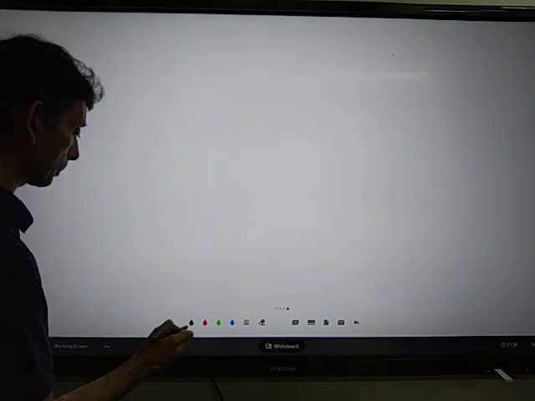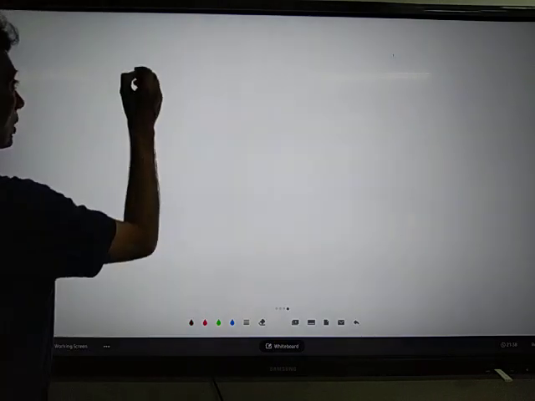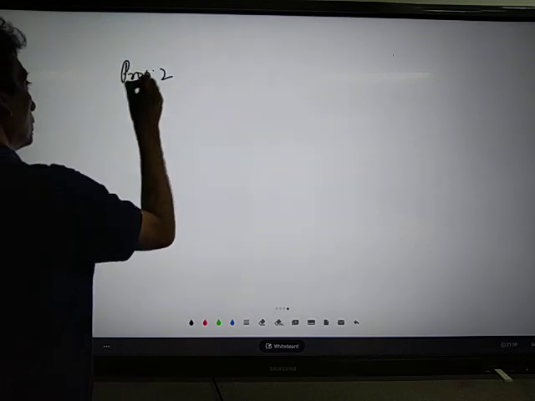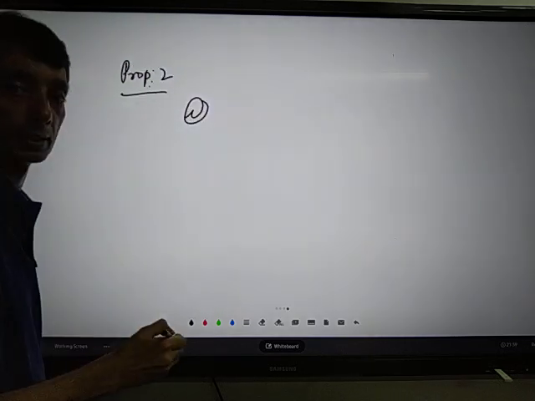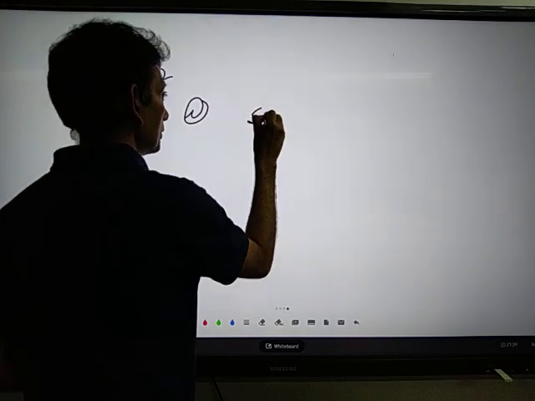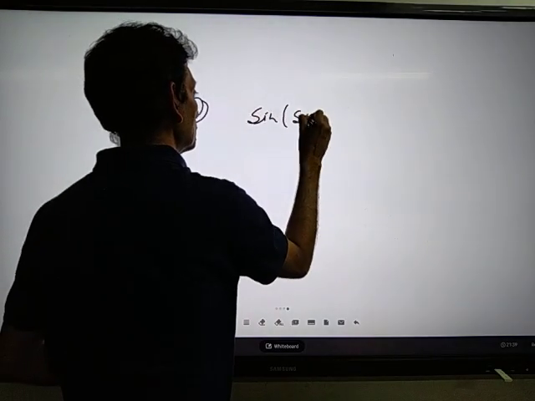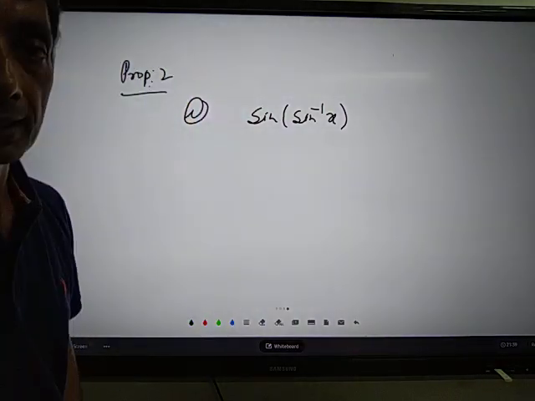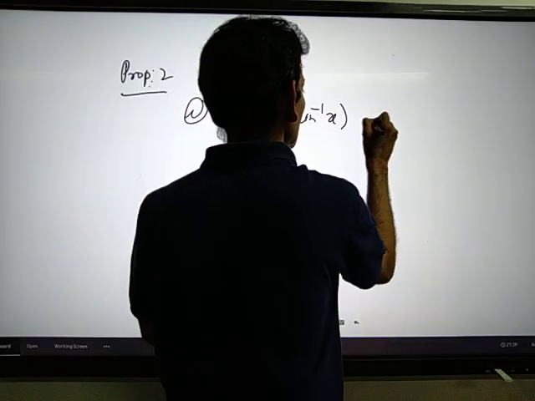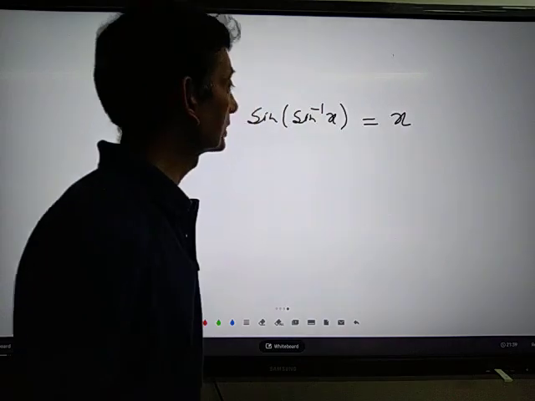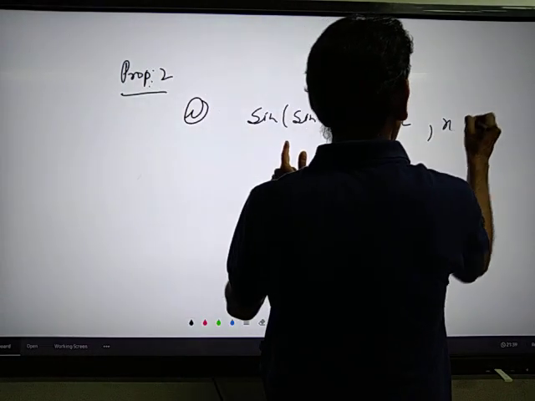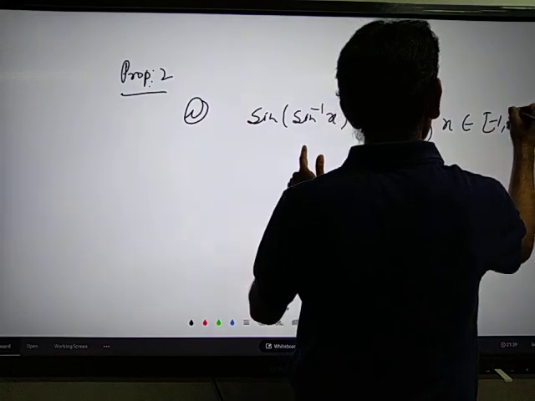Okay, just what is the property? I'll just repeat the property. Okay, this is property 2. Now what is the first property? That is sine inverse x. Okay, sine inverse x equal to x, provided x belongs to minus 1 to 1.